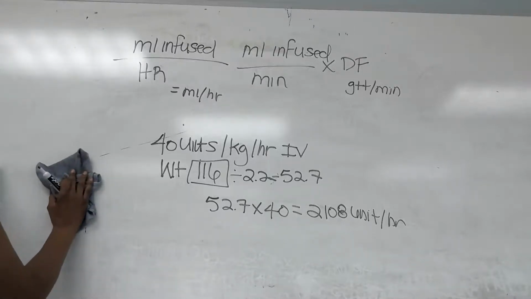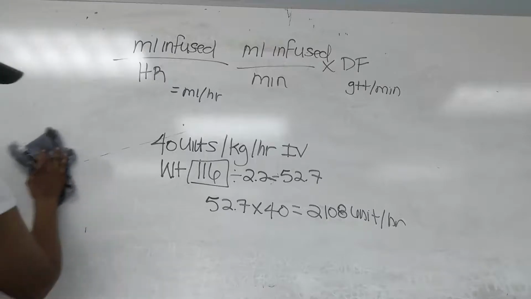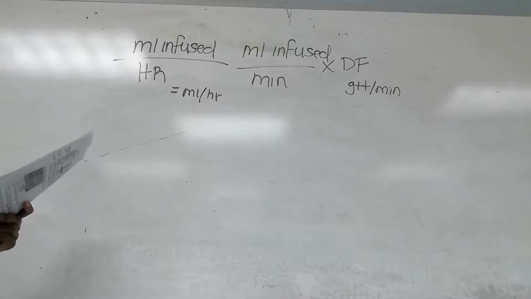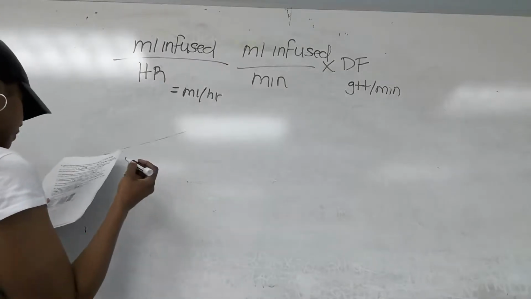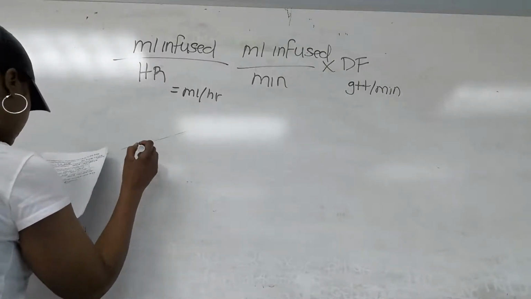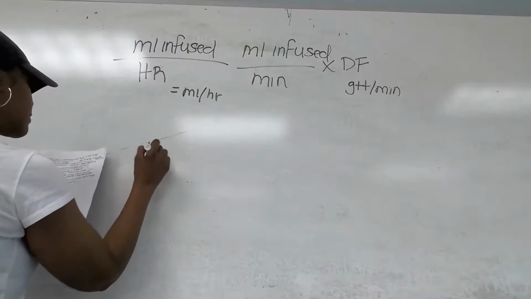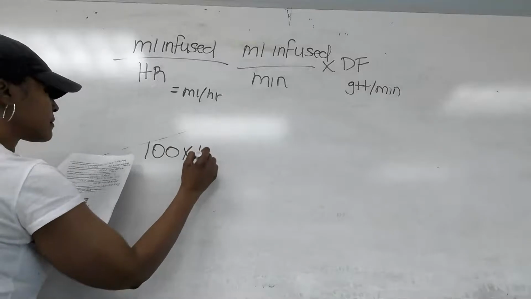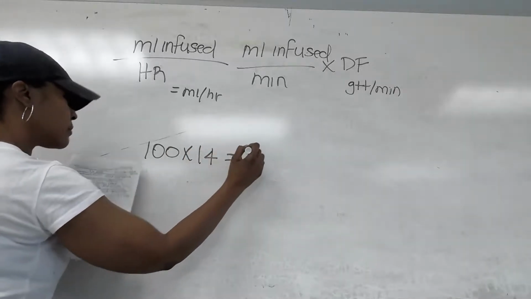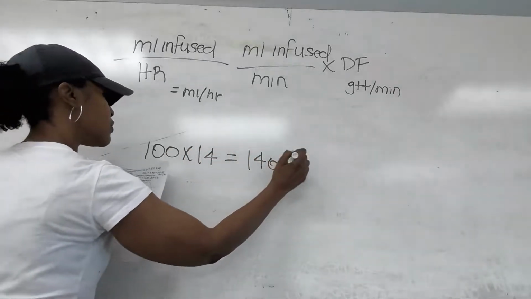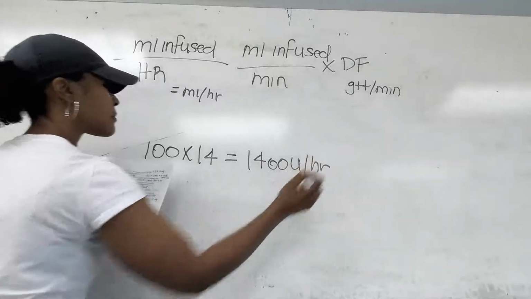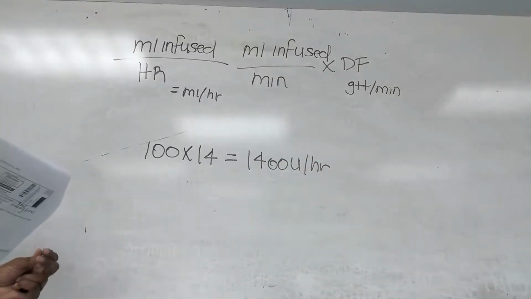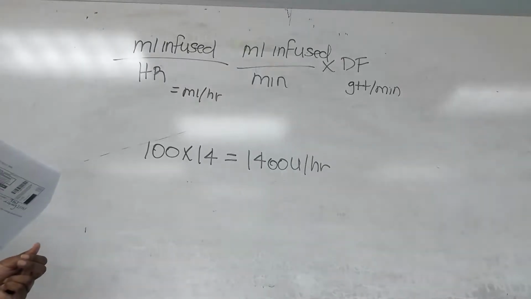Now we're moving on to number 33. It's the same principle, same principle with the next one. The weight is 220 pounds. We convert that weight. It comes out to 100 kilograms. And all we do is multiply by the 14 units. Comes out to 1,400 units per hour. Simple, simple.